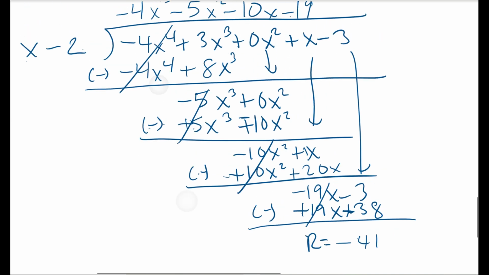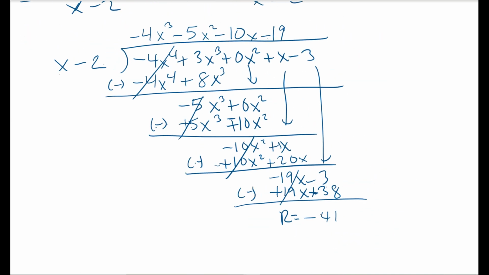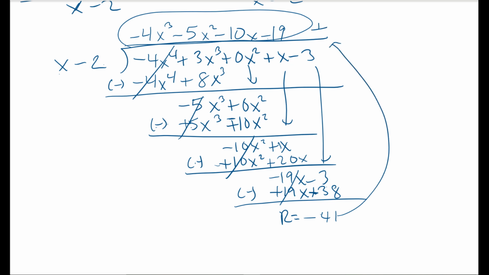So then our final answer, right? We're going to put our final answer in quotient form. That's usually what they prefer it as. Okay, so we're going to take our quotient here and we're going to add our remainder to it. So plus remainder over divisor. And then that will be your final answer.